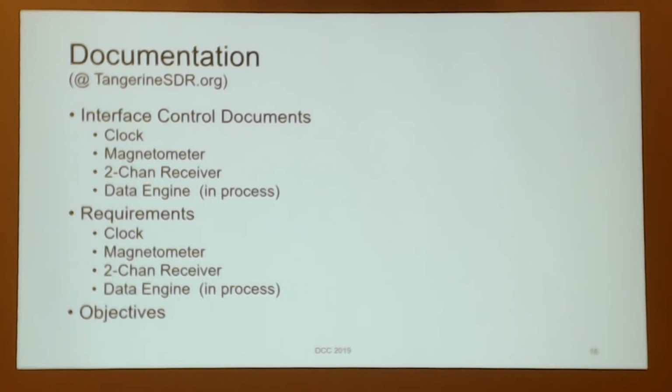The documentation right now, all the documentation's at TangerineSDR.org. We have interface control documents which define the connectors and the pins and the module form factors for the clock module, the magnetometer, the 2-channel receiver, and the data engine ICD is in process. We have requirements documents for the clock, the magnetometer, the 2-channel receiver, which are the analog specifications. There's quite a few TBDs in there, but we're working those off with time. And the data engine's in process. We have an objectives document.